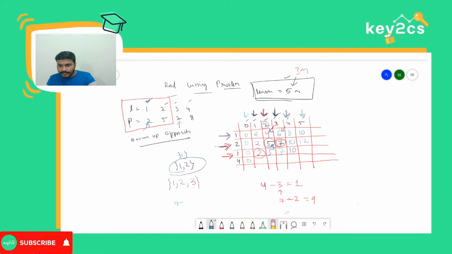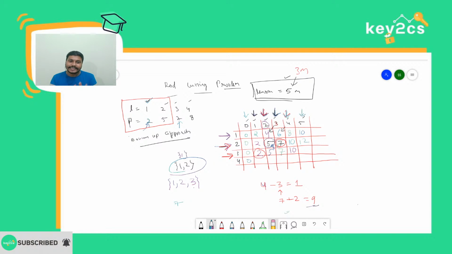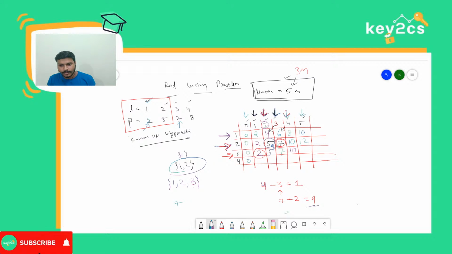Okay, we'll go with previous profit because current profit is 9, which is less than the previous profit. So to make 4 meter, we would not take 3 meter rod and 1 meter rod. We will actually go with 2 meter rod, whatever the previous combination was. We'll go with that. Okay, let's go with the next thing.